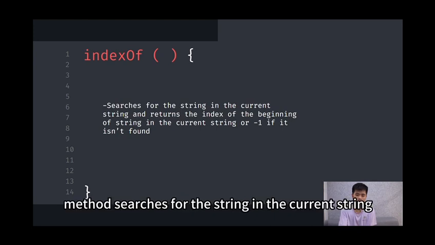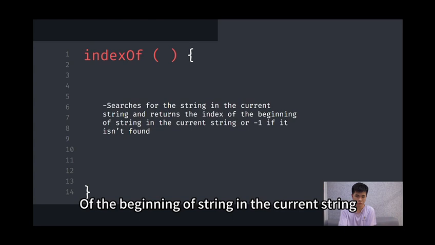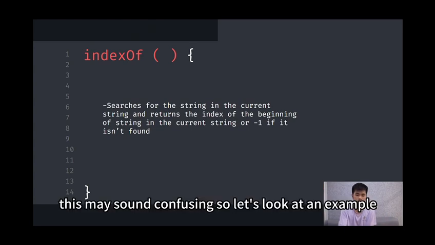Lastly, the indexOf method searches for a string in the current string and returns the index of the beginning of the string in the current string, or negative 1 if it isn't found. This may sound confusing, so let's look at an example.